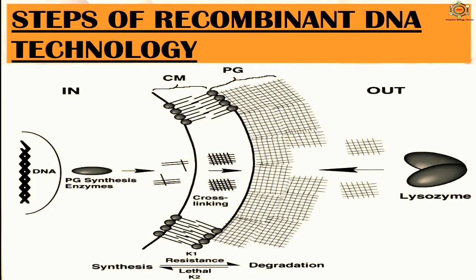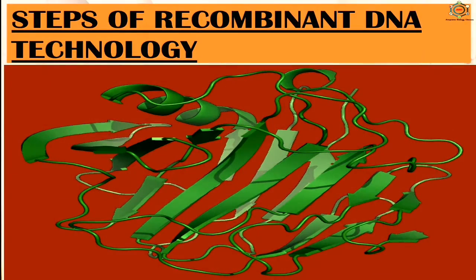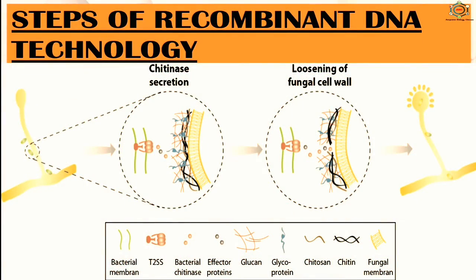So in this picture you can see lysozyme: bacterial cells are treated with lysozyme to dissolve the bacterial cell wall. Plant cells are treated with the enzyme cellulase to dissolve the cellulose cell wall, and the enzyme chitinase is used to dissolve the fungal cell wall. This results in the release of DNA along with several other macromolecules and impurities such as RNA, proteins, polysaccharides, and lipids.